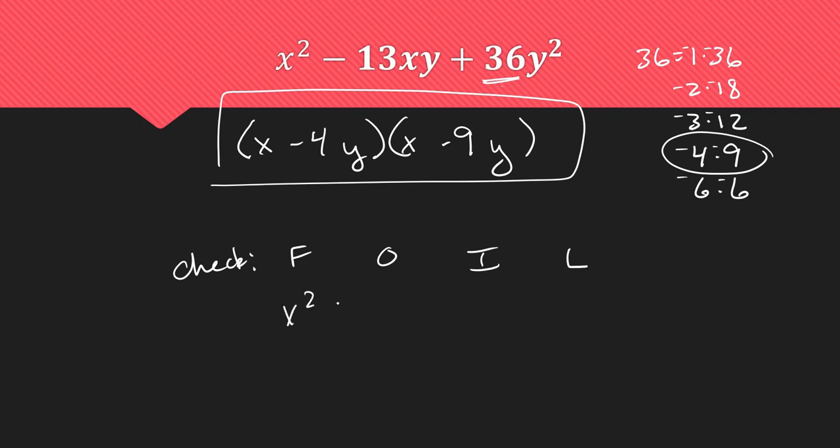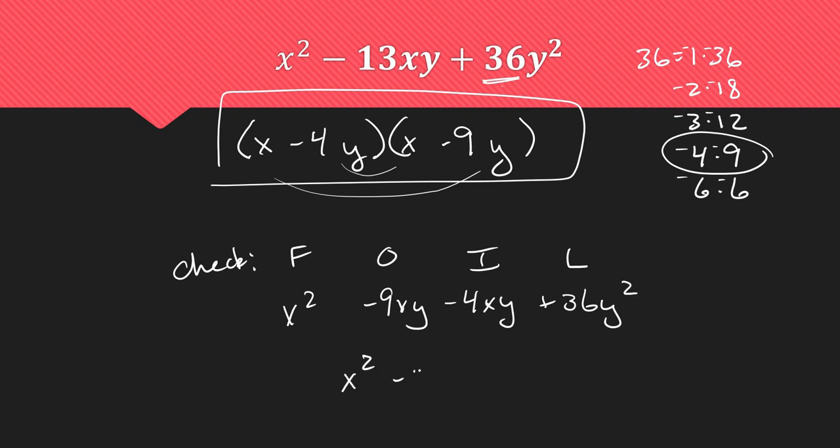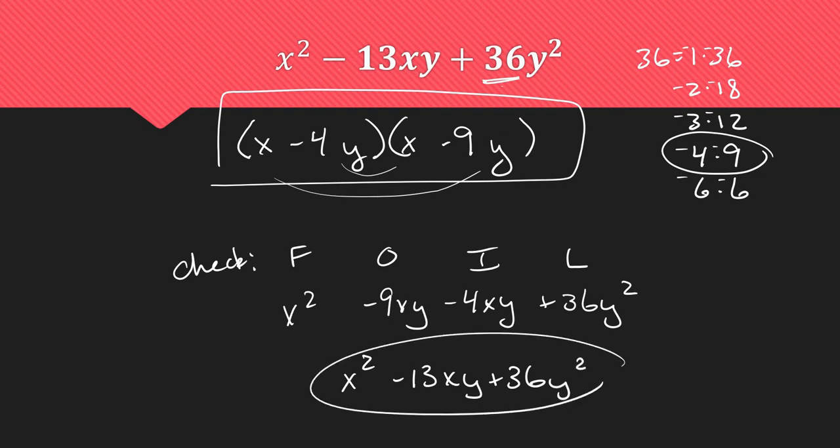First times first, x squared. Outside, -9xy. Inside, -4xy, and last, -4 times -9 is positive 36 with a y squared. Combining middle terms, I get my original that I started with, so my factors are in fact correct. Okay? All right. When we factor, we are simply looking for the two binomials.